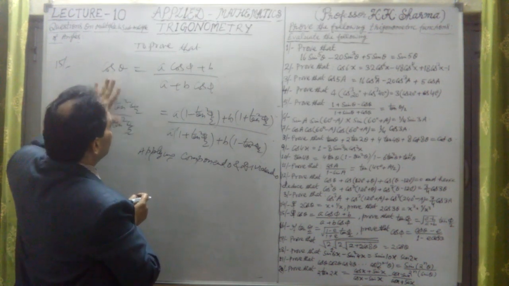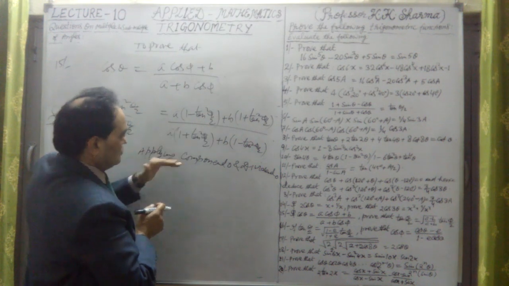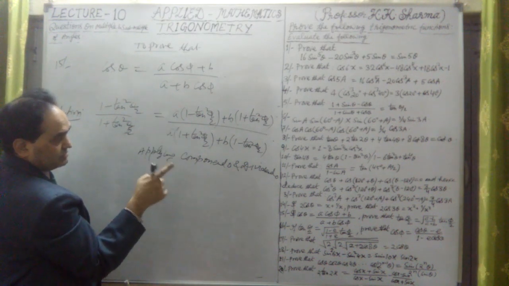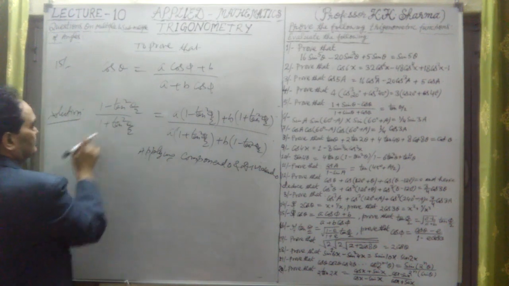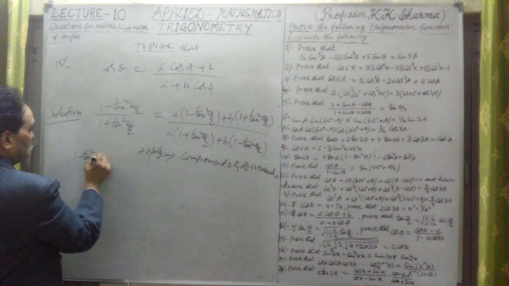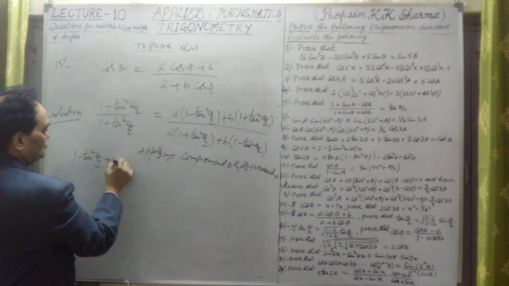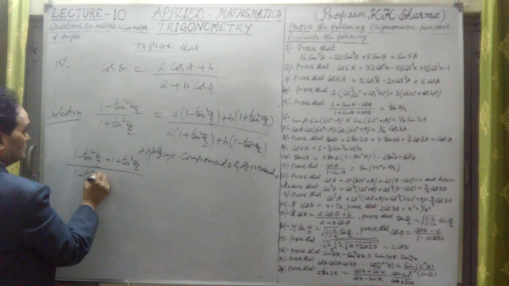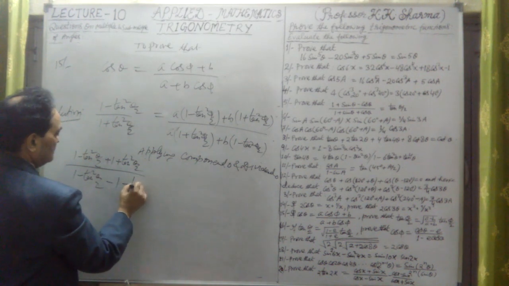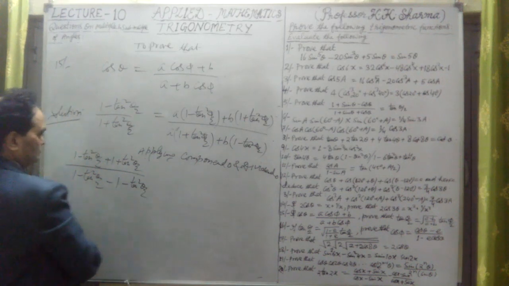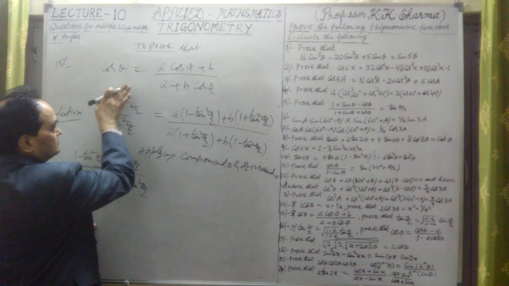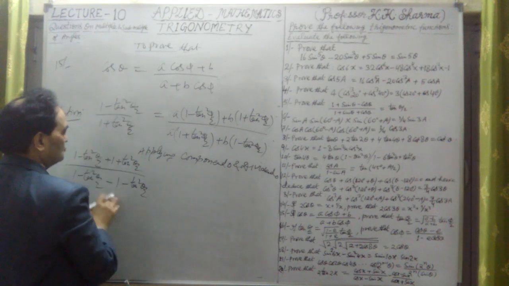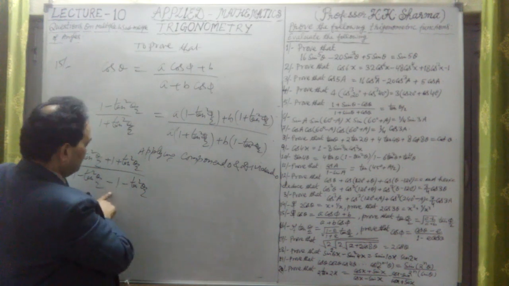Cos theta, we have taken cos theta in this way and cos phi in this way. Now we are applying componendo and dividendo. The left hand side will be 1 minus tan square theta by 2 plus 1 plus tan square theta by 2, and 1 minus tan square theta by 2 minus 1 minus tan square theta by 2. This is coming with a negative sign because we just subtract: numerator plus denominator, divided by numerator minus denominator. Then we change the sign here.